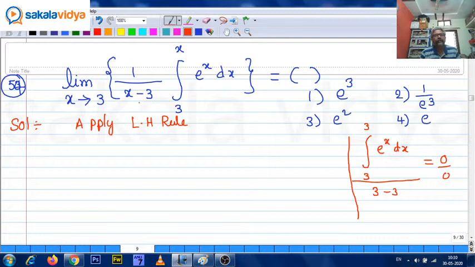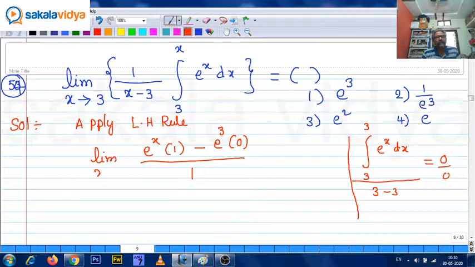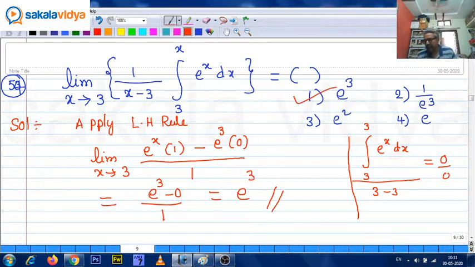Differentiate: this will be the numerator, this is the denominator. If you differentiate, you get e power x; x differentiates to 1, minus e cube into 3 differentiates to 0. This is Leibniz rule. By x minus 3 differentiation is 1. You need to apply the limit x tends to 3. So you get e cube minus 0 upon 1, which equals e cube. So the first option is the right option.